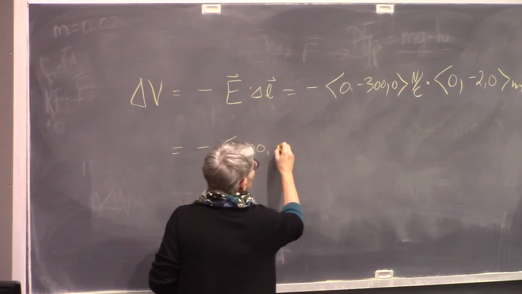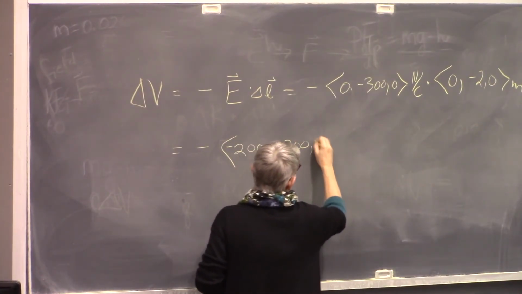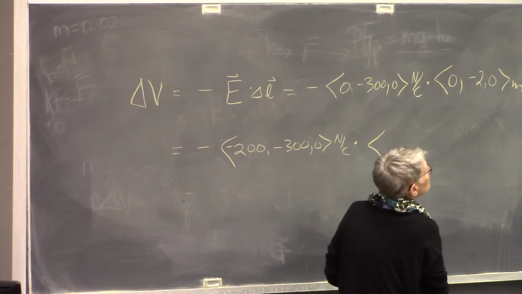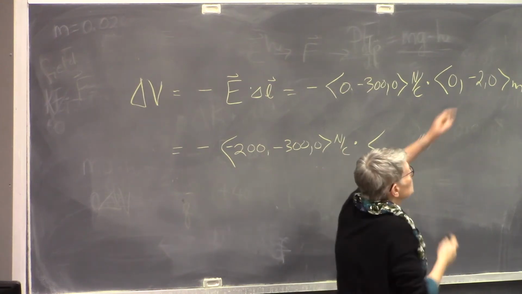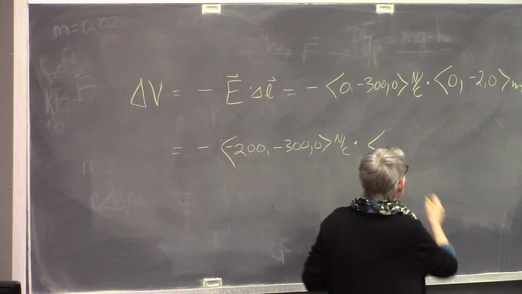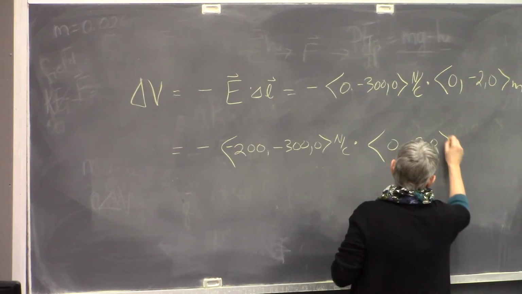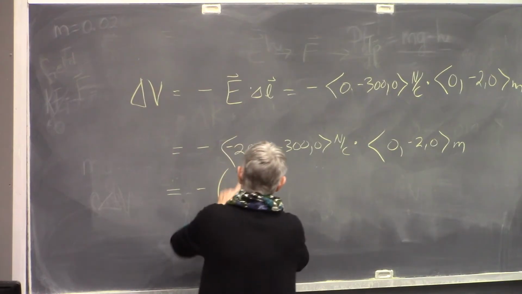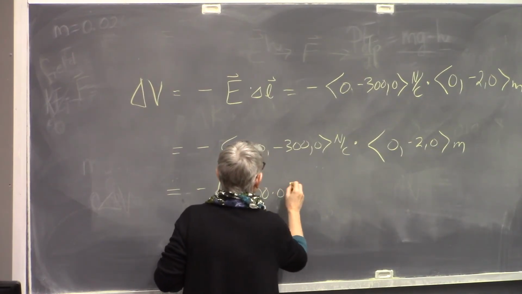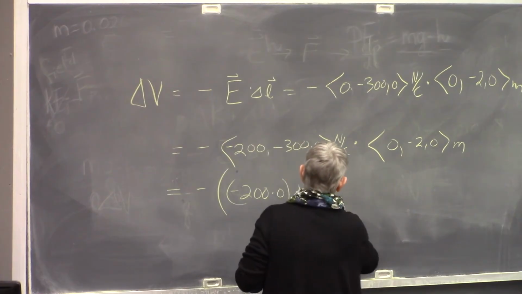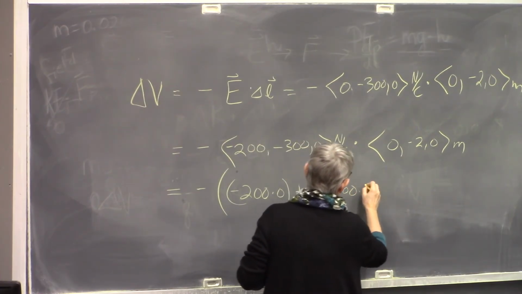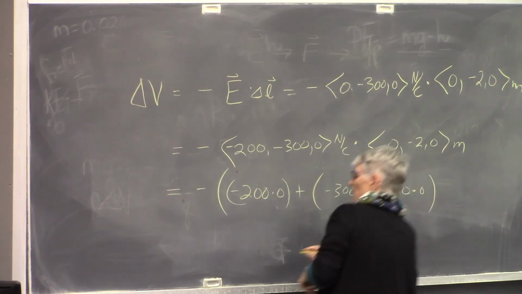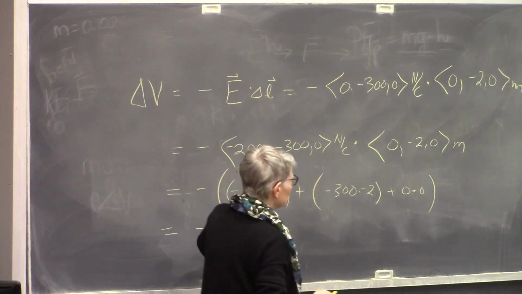Minus 200, minus 300, 0 newtons per coulomb, dotted into the same displacement, -2, 0, 0 minus 0, 0, 0, so 0, -2, 0 meters, which gives us a minus 0 plus -300 times -2 plus 0 times 0, which comes out to 0.